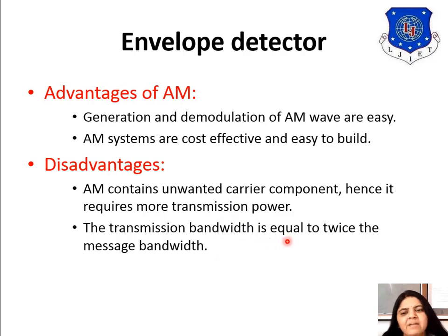So we need to go for a method that saves power. The transmission bandwidth is also equal to twice the message bandwidth. Again, we have seen that if my fm is 5 megahertz, then how much bandwidth do I need to transmit my AM signal? It is 2 multiplied by fm, so I require 10 megahertz. So there is a higher requirement of bandwidth, and the transmission power is more to transmit the AM components. So that is the disadvantage of AM.